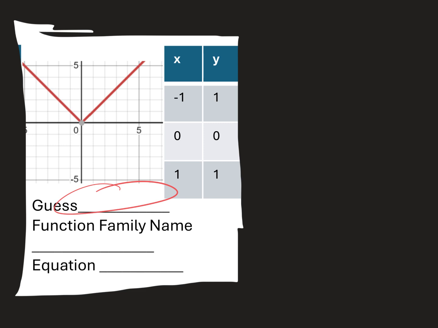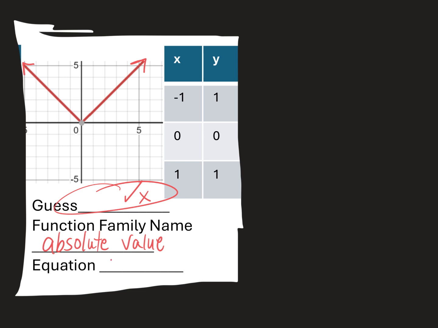Hopefully you guessed correctly. If you did, check it. If you didn't, put an X. And this is from the absolute value family. Absolute value looks like a V. That's what you'll hear me say pretty often. Absolute value looks like a V. It does keep going.